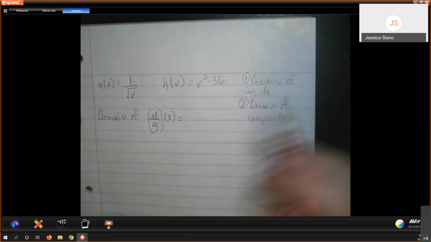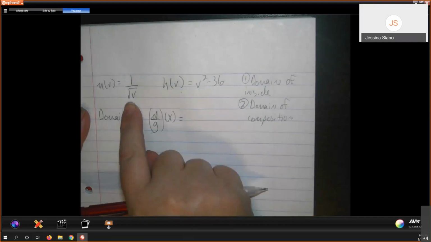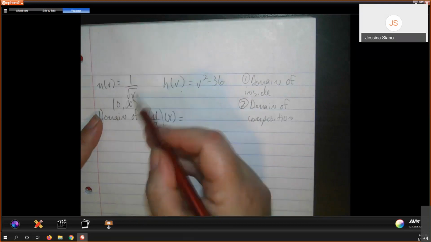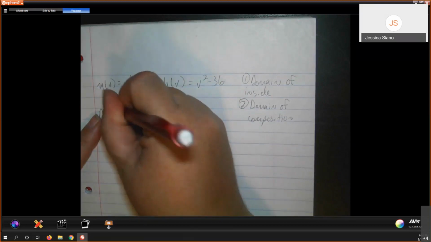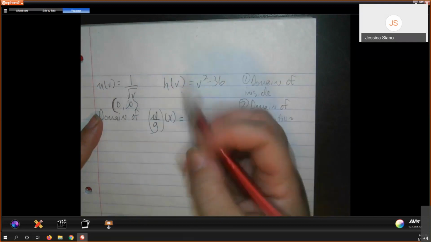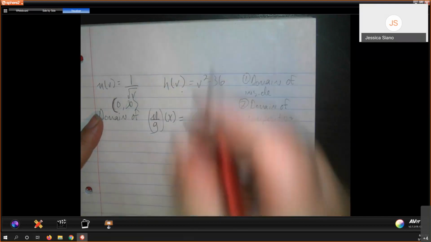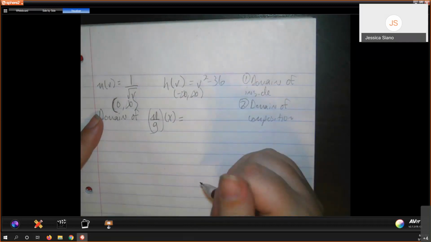So for example, here, if I look at these independently, the domain of 1 over the square root of v would be 0 to infinity. You can only put positives in here because it's a square root. You can't put 0 in here because it's irrational. So this would be a parenthesis 0 to infinity. The domain of h of v is all real numbers. We can put anything we want into a quadratic.